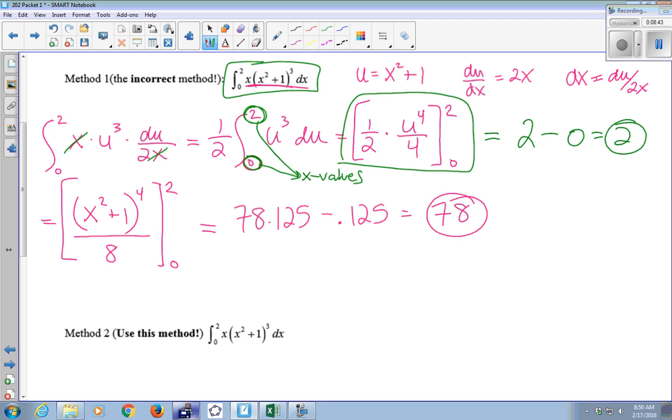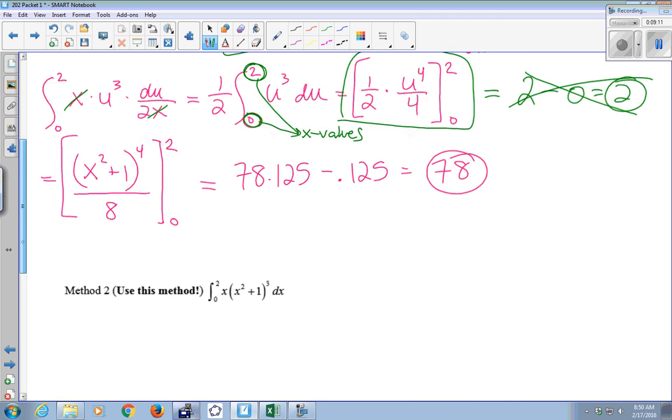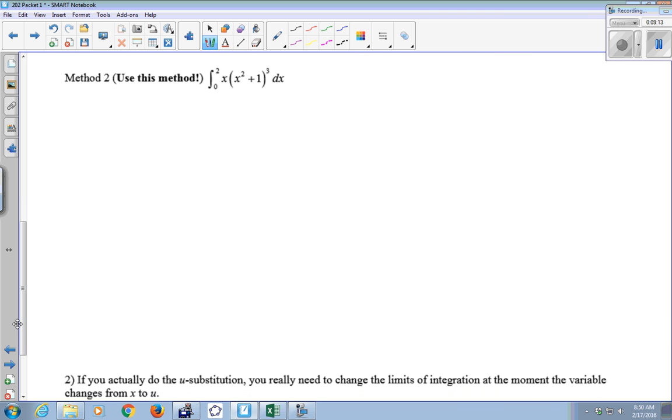0 and 2 are x values. It doesn't work because 0 and 2 are x values, not u values. So that's the problem, the 0 and the 2. We knew that they were x values, which is why we substituted our x back in before we tried to plug them in. But this is shady. There are some problems writing those equal signs. It's not actually equal. So if you want to do it correctly, we also have to change the limits of integration.